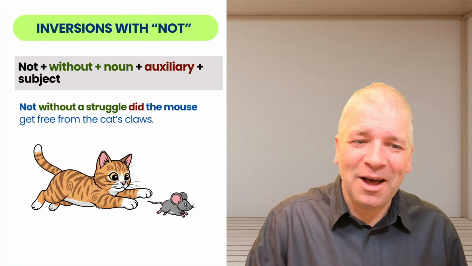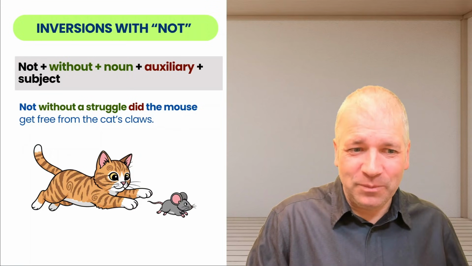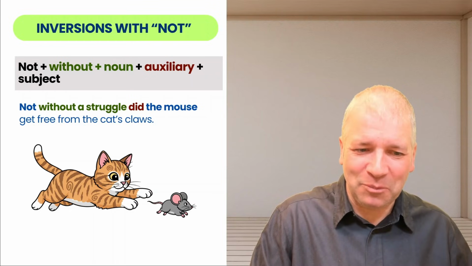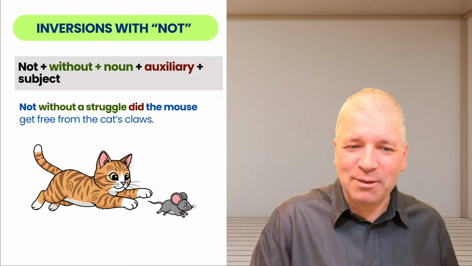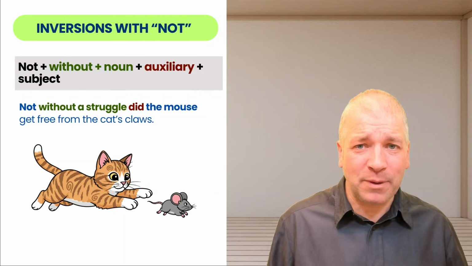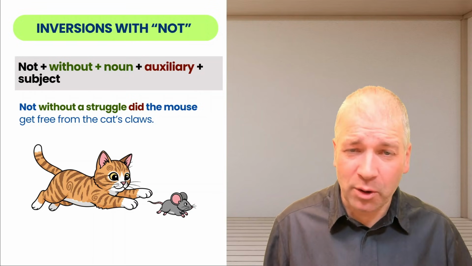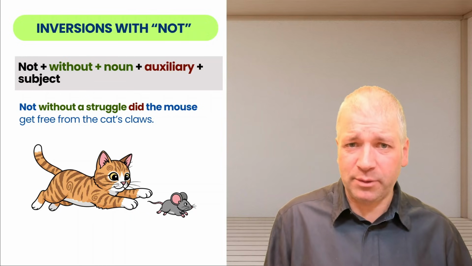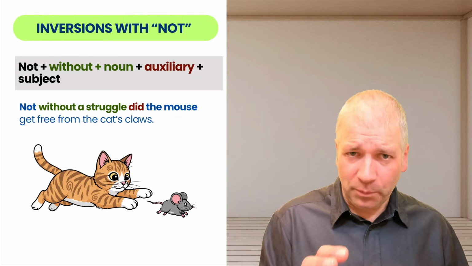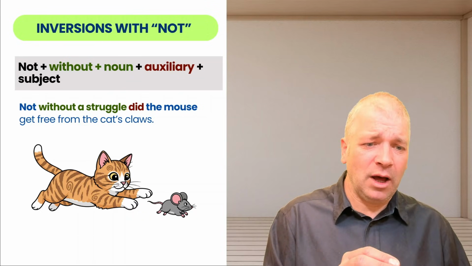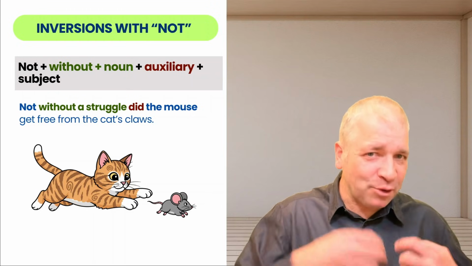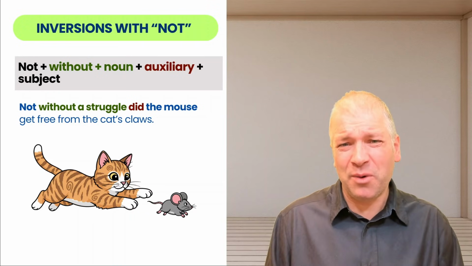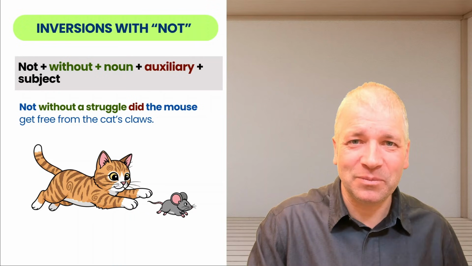Here's a common use of not as an inversion. Not without, and then a noun, then an auxiliary with the subject. So often cats like to chase mice. Perhaps this cat caught the mouse, but then the mouse escaped with a struggle. So not without a struggle did the mouse get free from the cat's claw. So here I'm emphasizing the struggle and the fact that the mouse had to struggle to get free. So it was not without that struggle. In other words, the struggle was important.